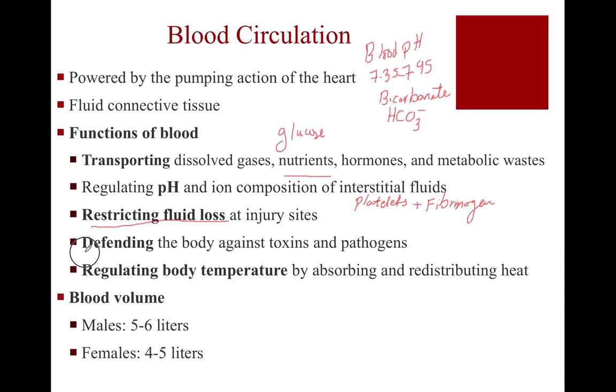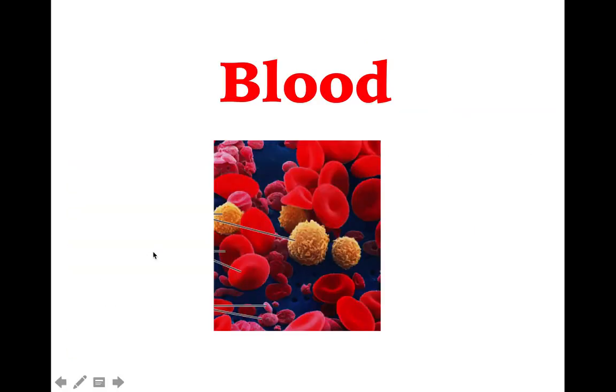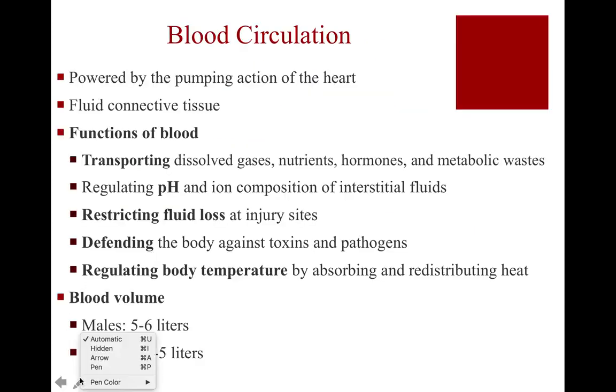So the next part is defending of your body activity. For the defense, the main type of cells that we have is basically your white blood cells, which we also call leukocytes, that play a major role in the immunity. And in addition to being found in your lymphatic system, we also have them as part of your blood cells. Last one is regulation of body temperature.